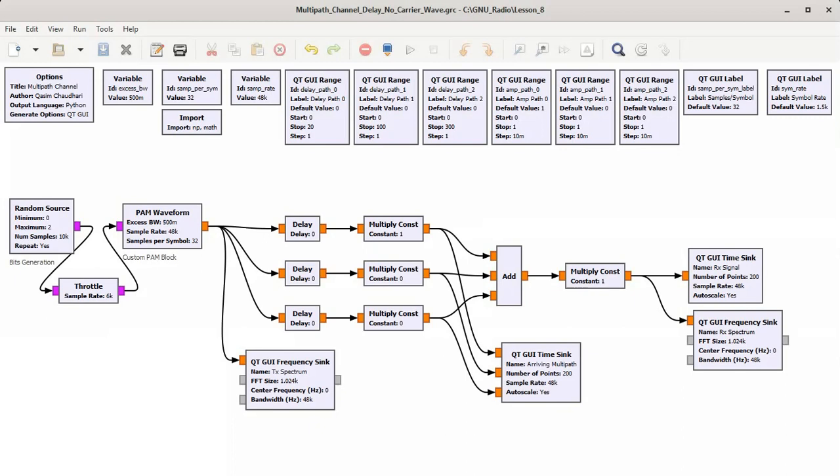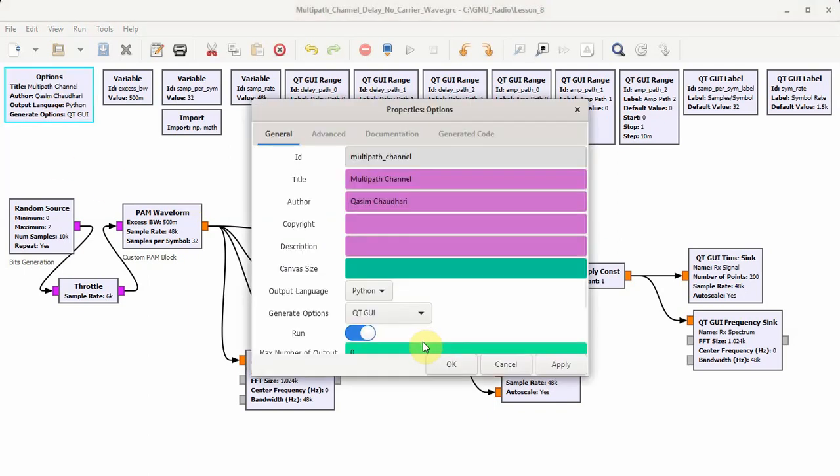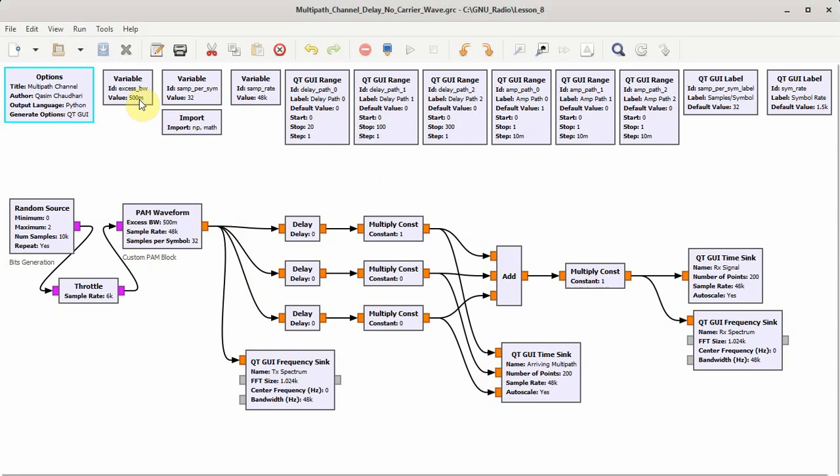To understand a wireless channel, I have made this flow graph which consists of three different paths. Let us study how it works. The multipath channel. The excess bandwidth of the root raised cosine filter is chosen as 0.5. There are 32 samples per symbol initially and the sample rate is 48,000, which means that the symbol rate is 1.5k. I have chosen two GUI labels so that we can see the samples per symbol and the symbol rate on the GUI itself. Now there are three delays of the three paths.